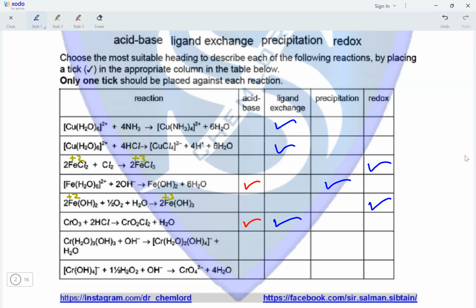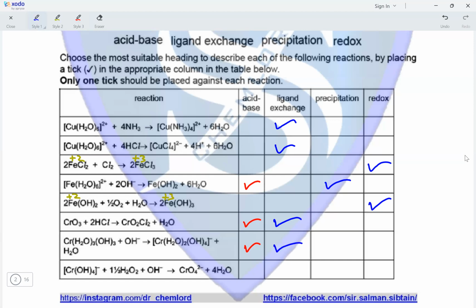Next, we've got Cr(OH)(H2O)5 2+ plus OH negative. So here we have a reaction with a base. So once again, this is an example of an acid-base reaction and also a ligand substitution reaction because one of the water molecules is being replaced by a hydroxide ion.